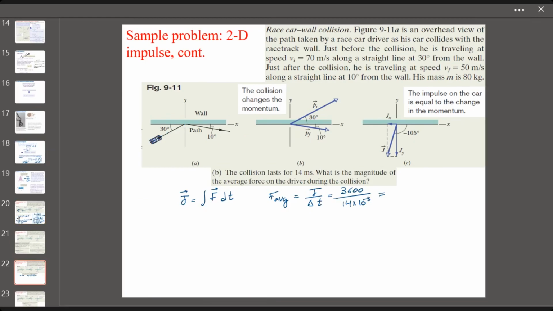I'll calculate these. You will get 260,000. This is the force. Notice how this force is really huge, because at the end of the day, it's moving a whole car, right?